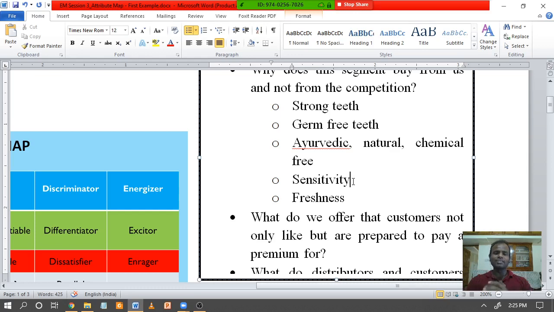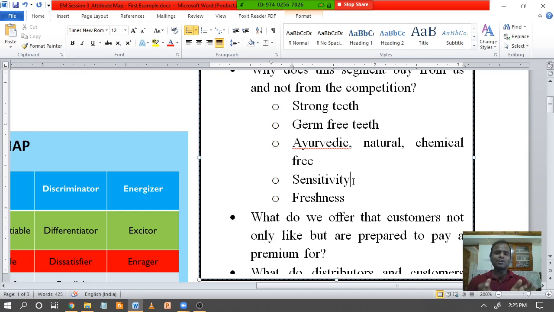If you take Patanjali, how do they promote their product? Baba Ramdev, who's a brand ambassador, will come and tell you that it is natural, organic, herbal. It is also a product which is not tested on animals and all those things. So he actually pitches it in a different segment altogether.